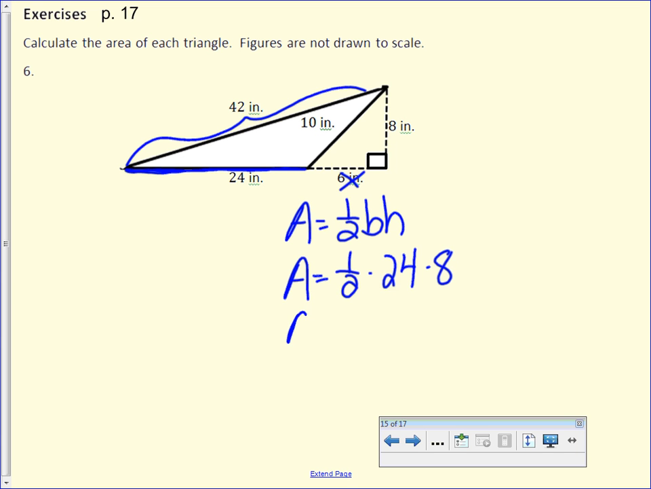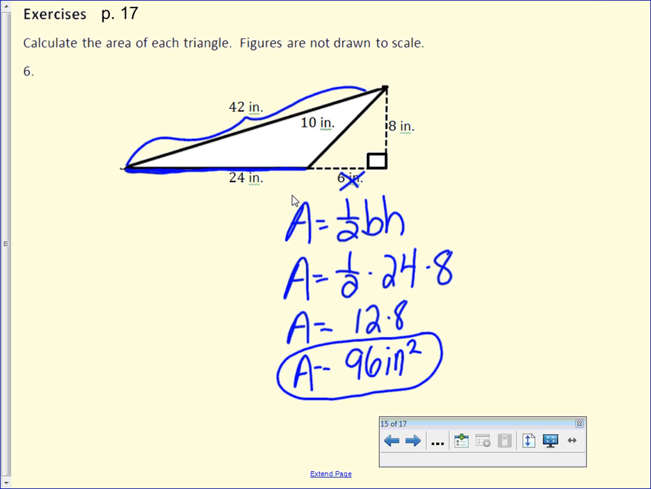Well, I'm going to do half of 24 first to make that smaller. Yep. Times 8. 12 times 8 is 96 inches squared. Area is always squared. Okay?